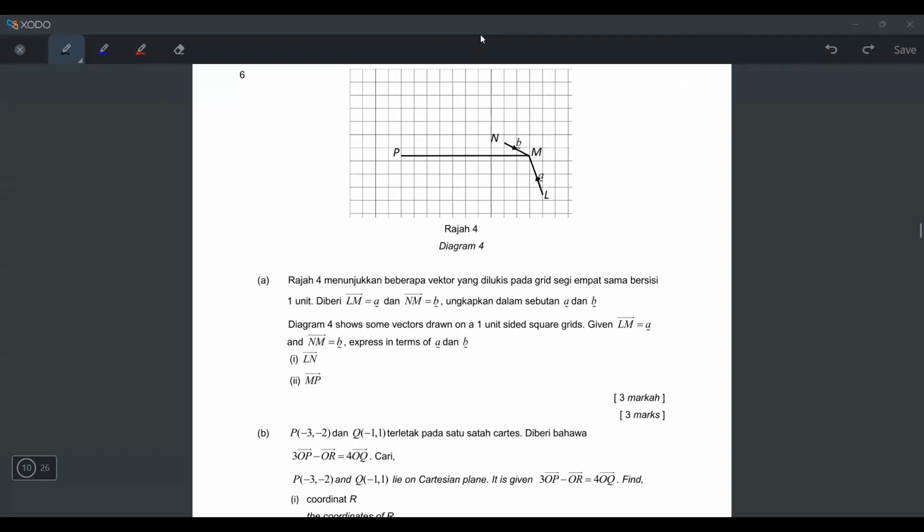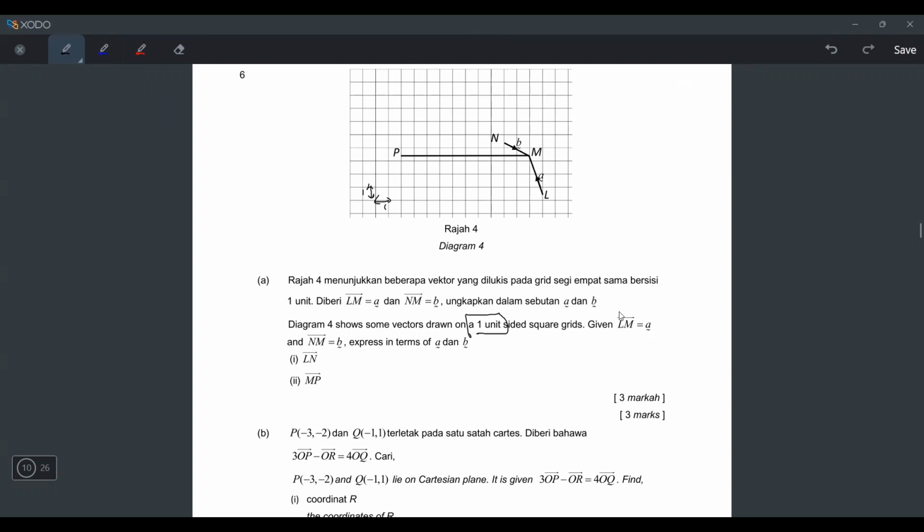Okay, let's continue with question number 6. Let's read the question. Diagram 4 shows some vectors drawn on a 1 unit sided square grid. So we know this is 1 unit and this is also 1 unit.